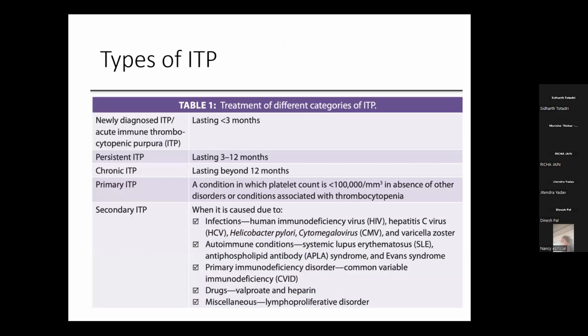Types of ITP. Basically, we can classify it into primary ITP or secondary ITP. Primary ITP is platelet count less than 1 lakh in absence of other disorder. Secondary ITP is caused by infection, autoimmune condition, primary immunodeficiency disorder, drugs, etc. We can also classify it into newly diagnosed ITP up to 3 months, persistent ITP lasting 3 to 12 months, and chronic ITP beyond 12 months.